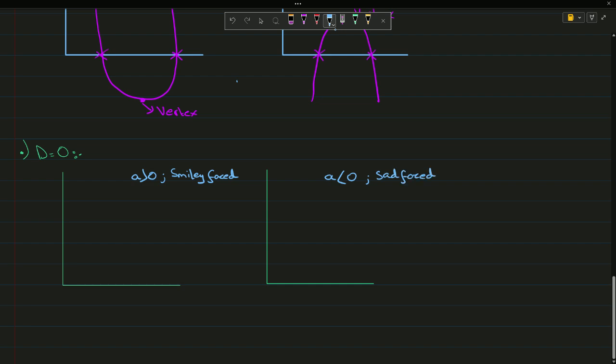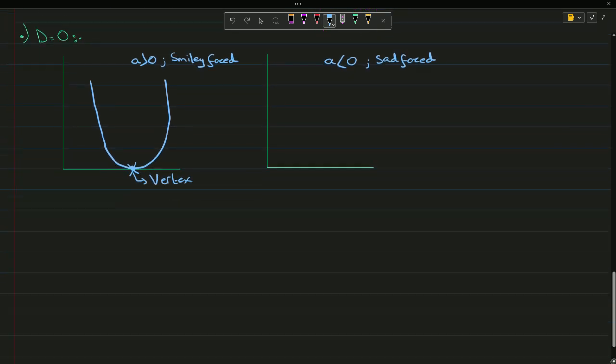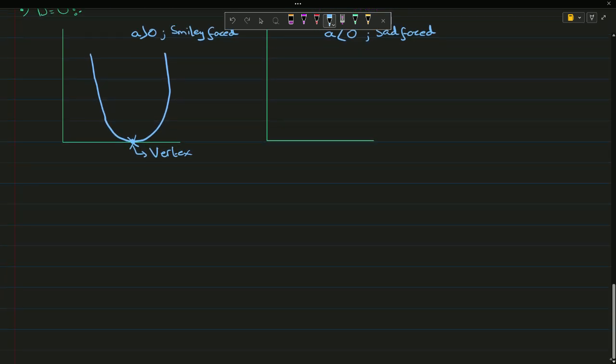In smiley faced we get a curve, but it only touches at a single point, which would be this, which would also be its vertex. And if it's a sad face curve, we get the reflection on the x-axis and we get this type of curve.